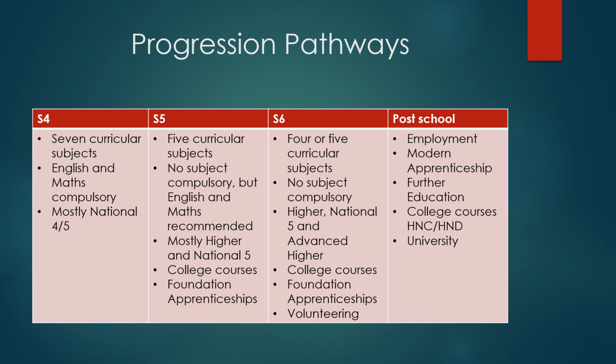No subject is compulsory in S6, and again you've got the same augmented offer that you've got in S5 with college courses and foundation apprenticeships, and added into the mix there is a volunteering option, which is really quite popular with S6, and involves courses such as peer education or a volunteering placement in a workplace that you find yourself. Peer education involves helping out in classes within the school with younger pupils.